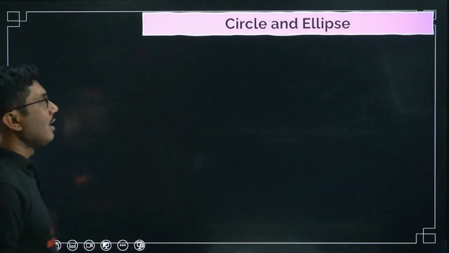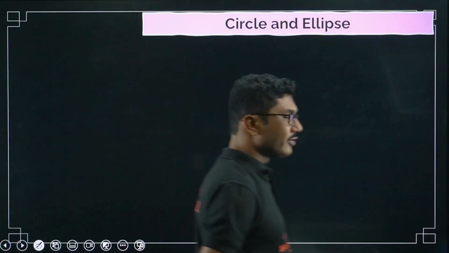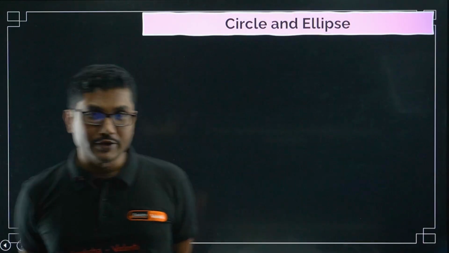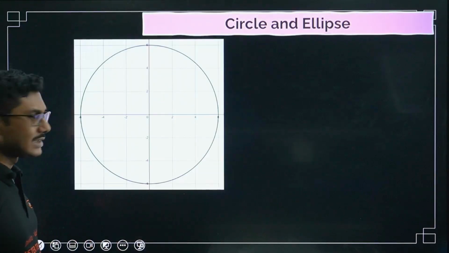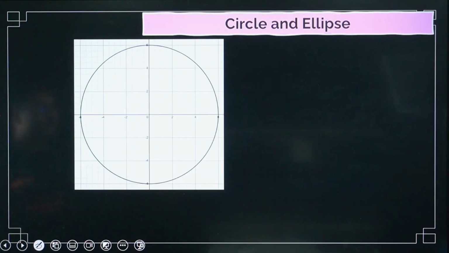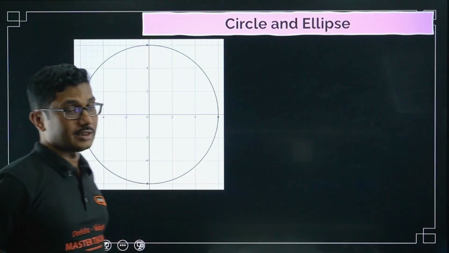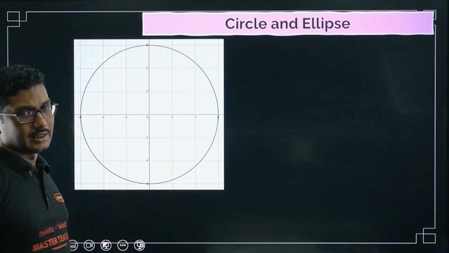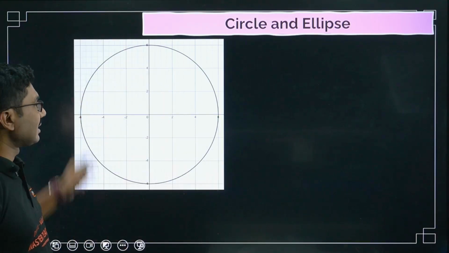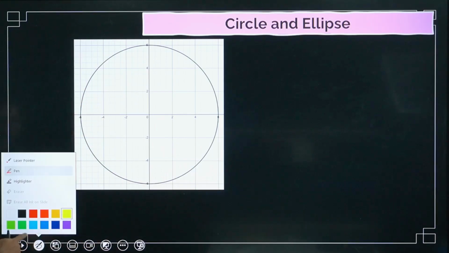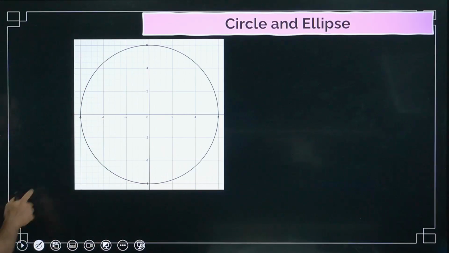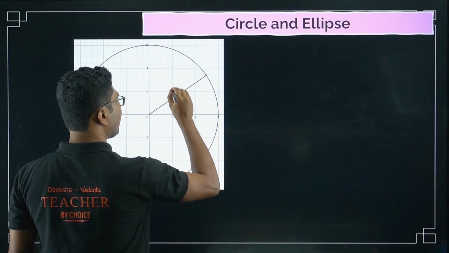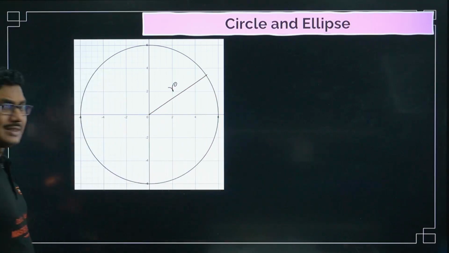Let's move on to the next part. Here we are going to discuss 2 important shapes which occur more often in physics. Most common is the circle. You have seen this kind of shape, right? As long as there is a circle, you need to know the radius of the circle, which is very, very important. The radius is the most important quantity to define a circle.